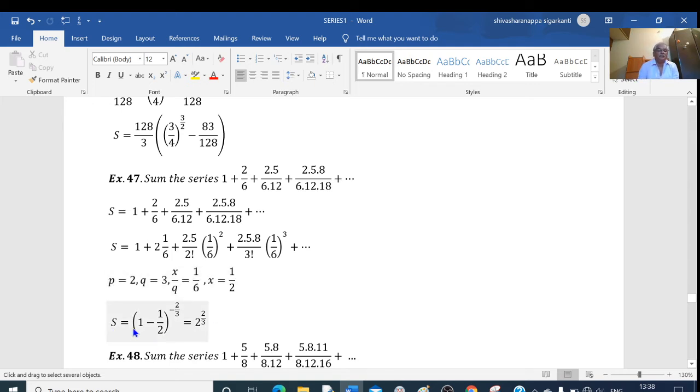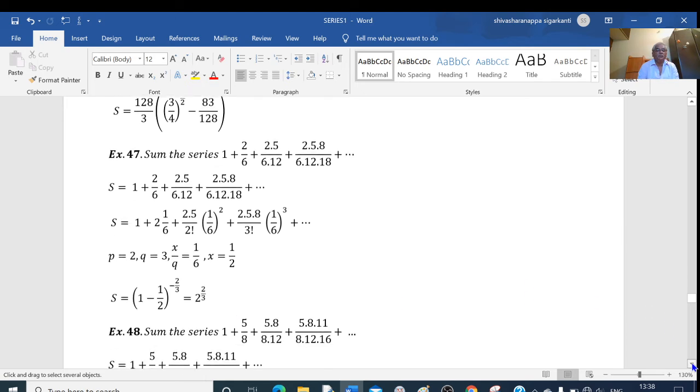Therefore, the sum is given by (1 minus x) to the power of minus p by q, that is, 1 minus 1 by 2 to the power of minus 2 by 3. 1 minus 1 by 2 is 1 by 2. 1 by 2 to the power of minus 2 by 3, or 2 to the power of positive 2 by 3. This is the required sum. Next example.